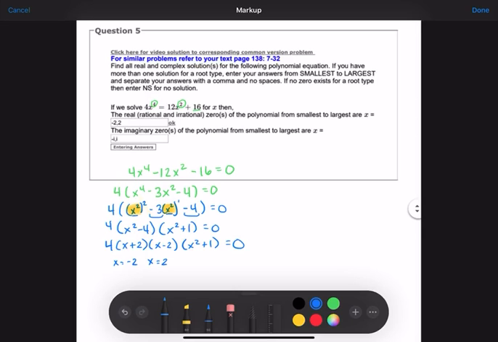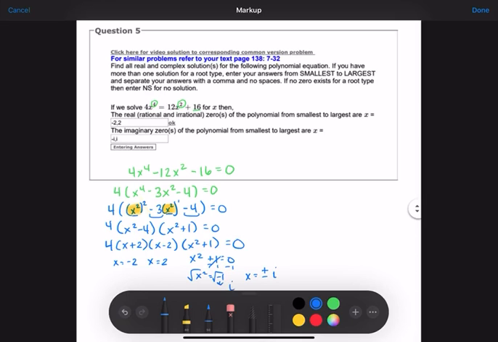And then when I solve over here, I subtract 1, I get x squared equals negative 1, and I take the square root of both sides, and I'm left with x equals plus or minus the square root of negative 1. The square root of negative 1 is i, so plus or minus i is what I get.